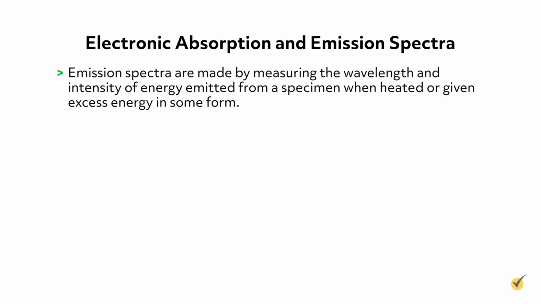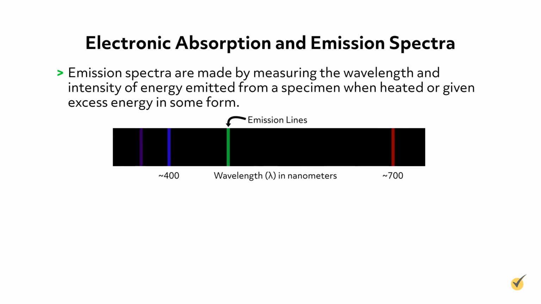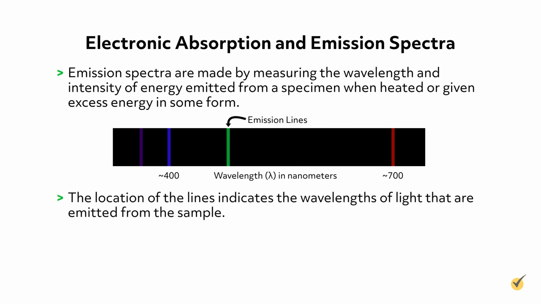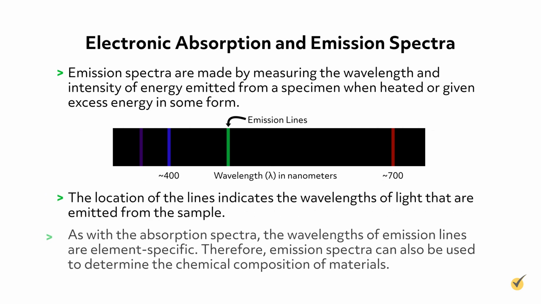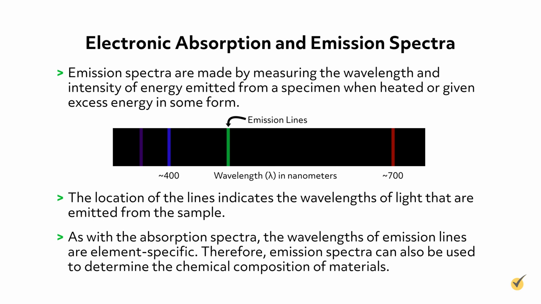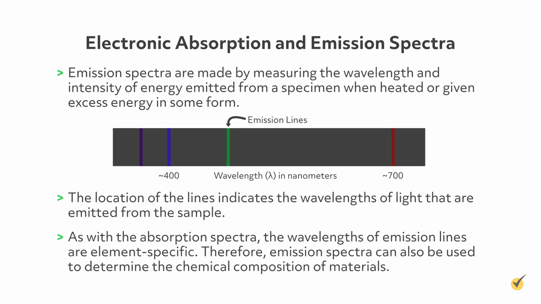Emission spectra are made by measuring the wavelength and intensity of energy emitted from a specimen when heated or given excess energy in some form. This image is an example of an emission spectrum. The location of the lines indicates the wavelengths of light that are emitted from the sample. As with the absorption spectra, the wavelengths of emission lines are element-specific. Therefore, emission spectra can also be used to determine the chemical composition of materials.